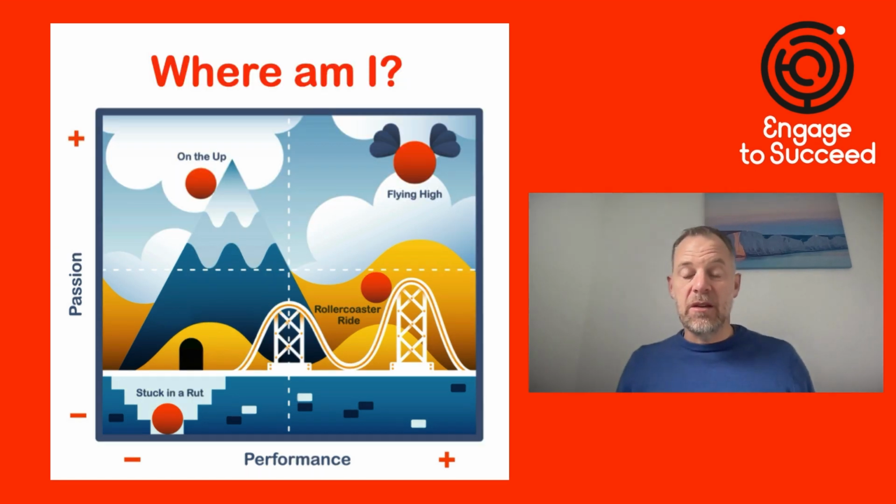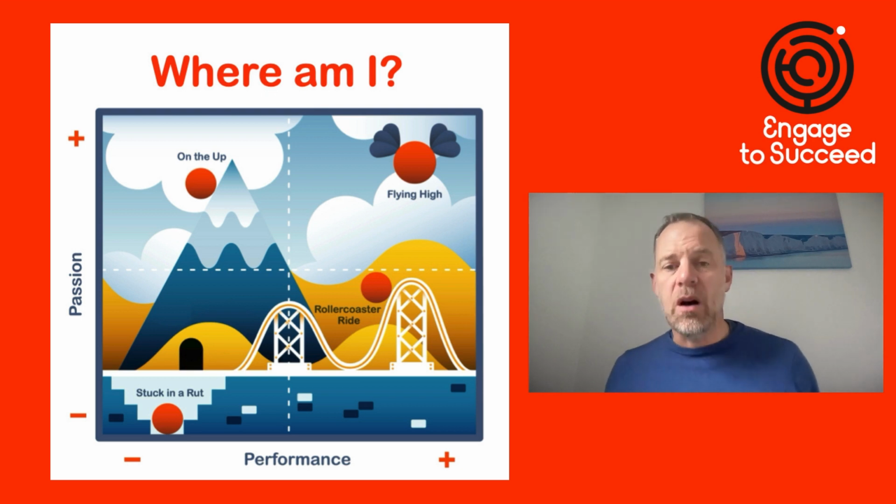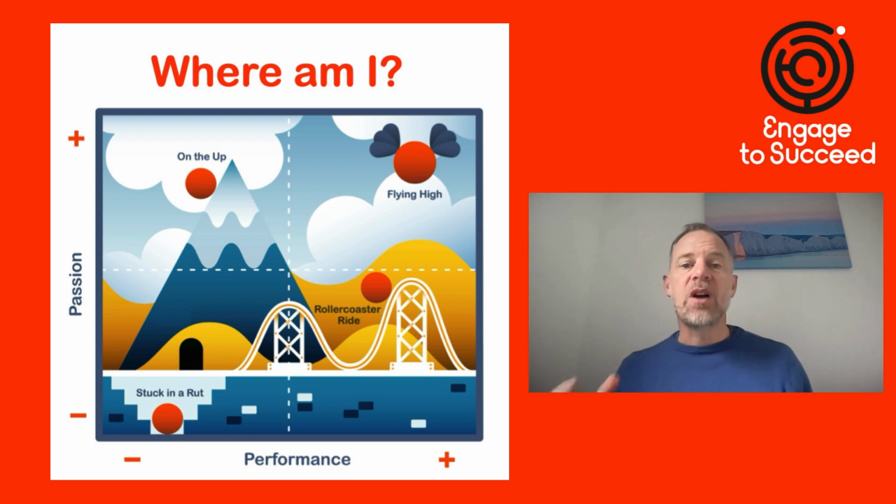Now we've looked at the 4 levels of engagement. The big question is, where are you? Are you flying high, or are you stuck in a rut? Or maybe you're on a roller coaster ride, or even on the up. The big question though is, depending on where you are, what needs to change to enable you to spend more time flying high, therefore more time loving your job?